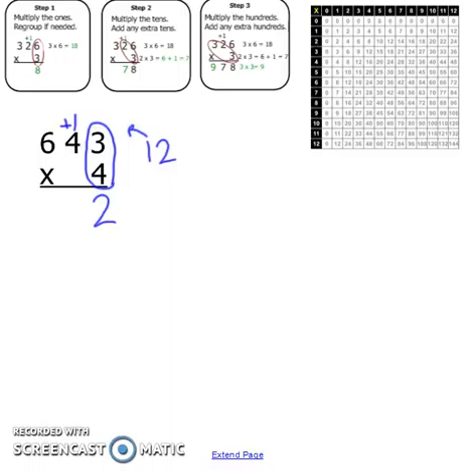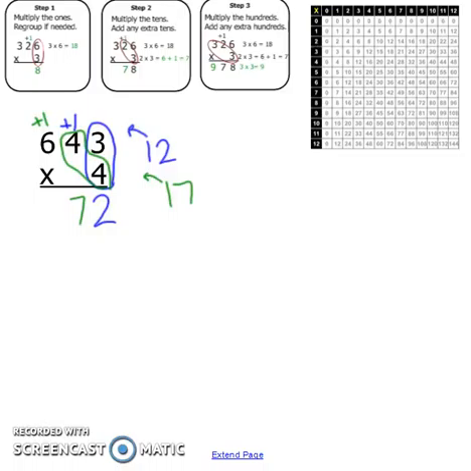Step 2, I'm going to multiply my tens. So I'm going to go back to that 4, times 4 for my tens place is 16, plus 1 more that I had carried is 17. I cannot put 17 in that tens place, so I'm going to keep my 7 groups of 10, and I'm going to have to carry my 1 again. I'm going to carry my 1 group of 100 over here above my 6.